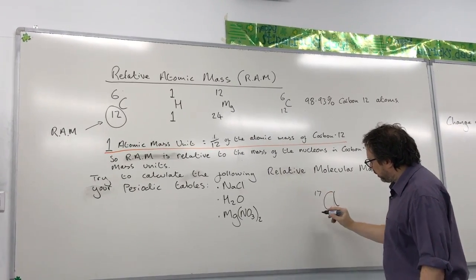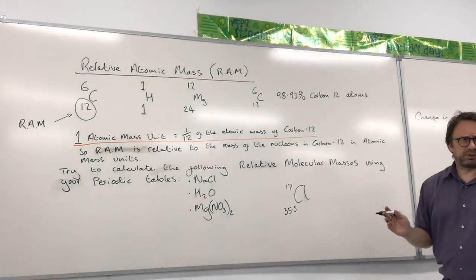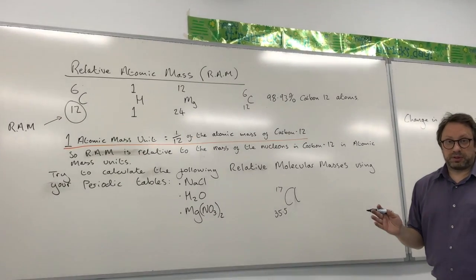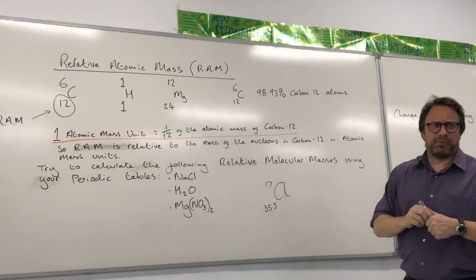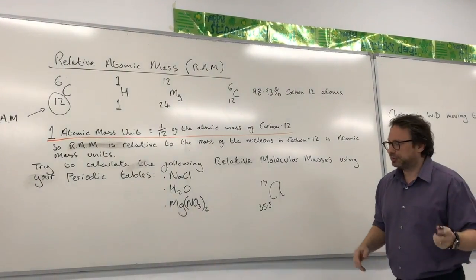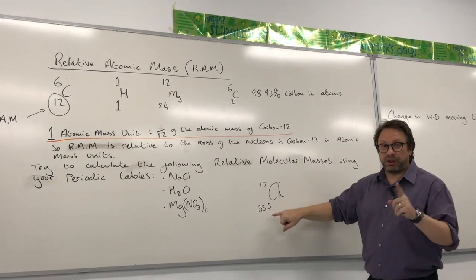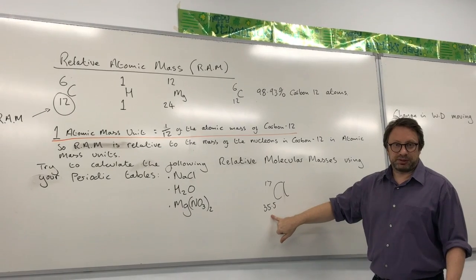Chlorine, 17, 35.5. Now, as far as I can remember, but don't quote me on this, you go and check that periodic table for yourself. This is the only one you get on your periodic table which has a decimal place.